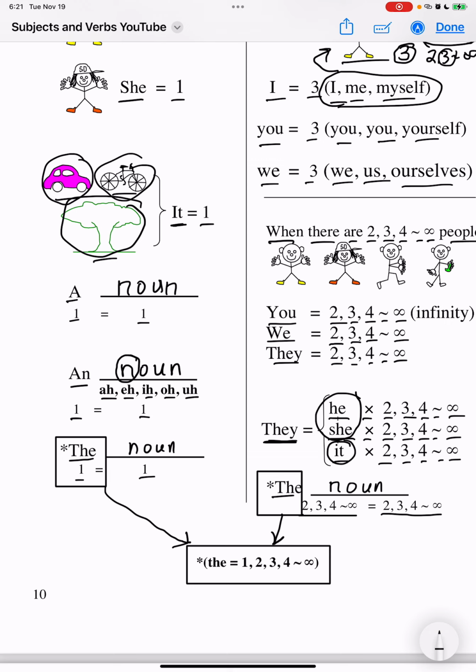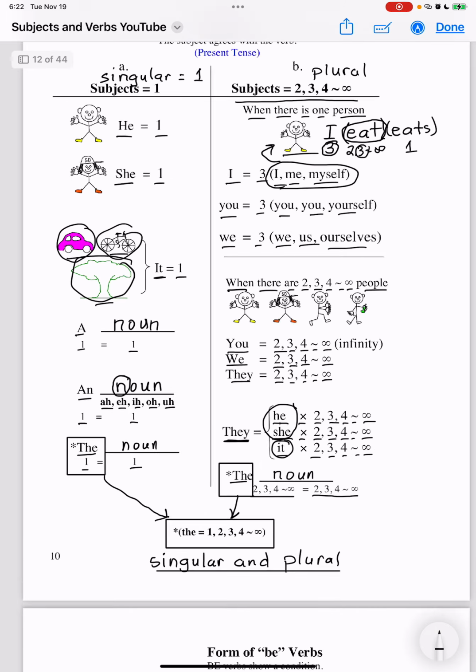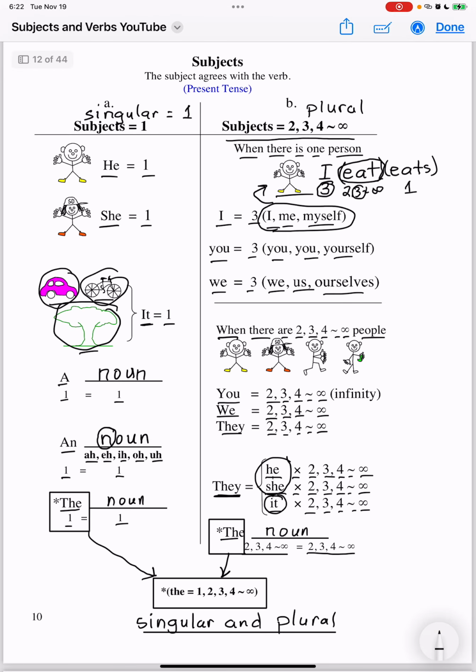So actually the is singular and plural. And what it means is that the can be used with any noun, and that's it. Okay, really easy, really easy. Okay, thank you.